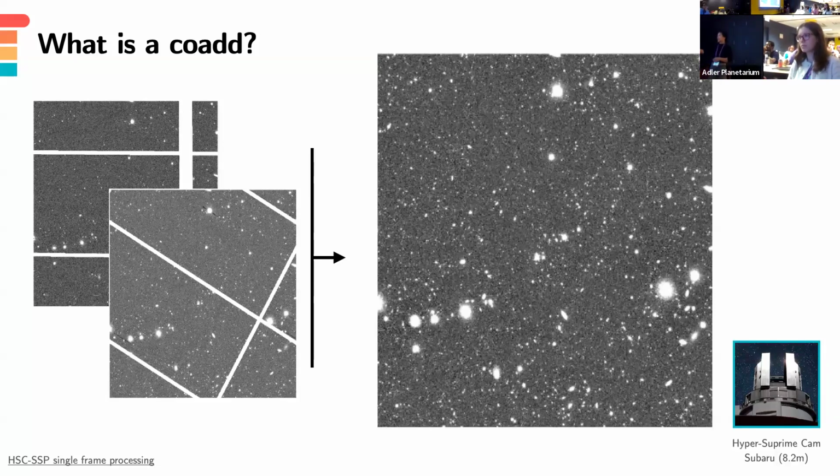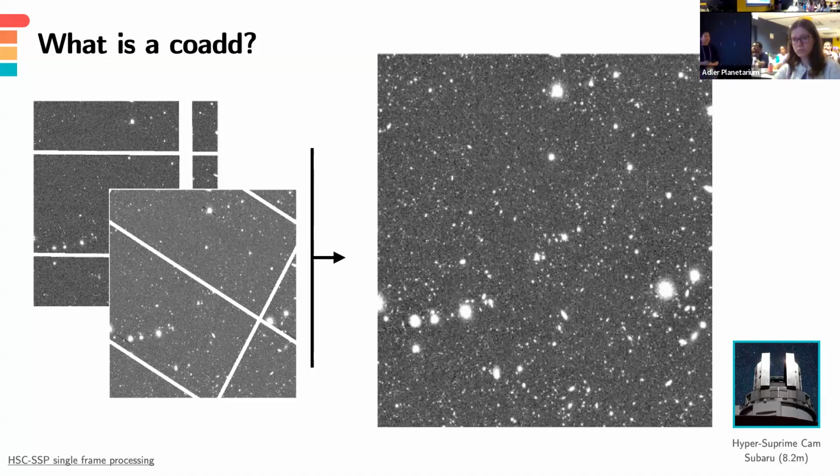This is an example again from HSC. At the left, we're showing 2 single frame images. At the right, we're showing the eventual co-add. A couple things pop out immediately. First, you don't see the chip gaps anymore, which is good. We're filling in the coverage. And second, if you look a little closer, there are a lot more sources that we can see in the co-added image compared to the single frame visits.